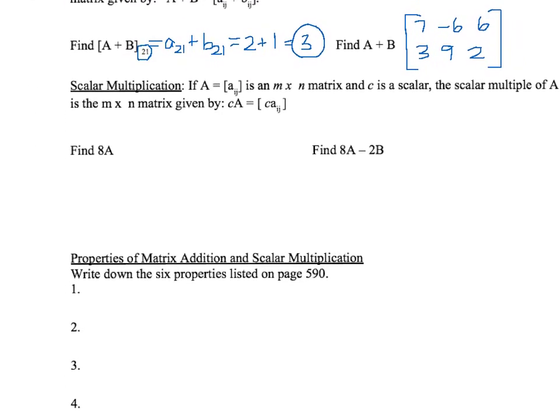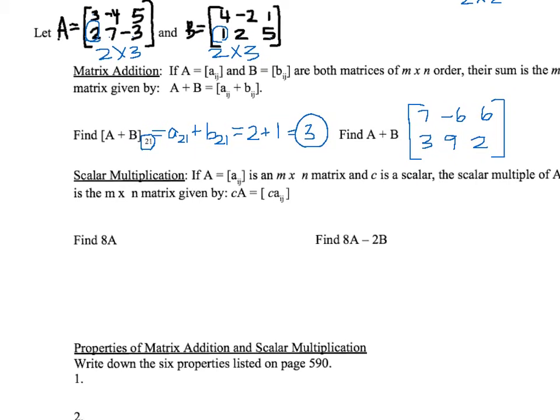Let's move up a second and multiply. If I want to multiply 8 times matrix A, I just take each element in the matrix times 8. So as I go through, 8 times 3 is 24. 8 times negative 4 is negative 32. 8 times 5 is 40. 8 times 2 is 16. 8 times 7 is 56. And 8 times negative 3 is negative 24. That's the basic idea, and I think you guys are fine with that.